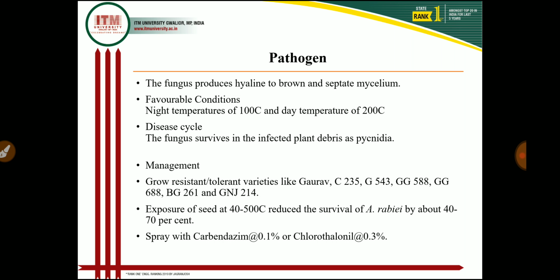And if we give seed treatment with thiram 2 gram per kg or carbendazim at the rate of 2 gram per kg, then we control the disease. We also control the disease by exposure of the seed at 40 to 50 degrees centigrade, which reduces the survival of Ascochyta rabiei by about 40 to 70%. And if we give a spray of carbendazim at the rate of 0.1% or chlorothalonil at the rate of 0.3%, then we control Ascochyta blight in the gram.